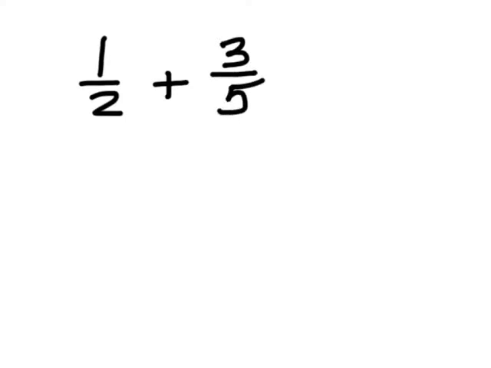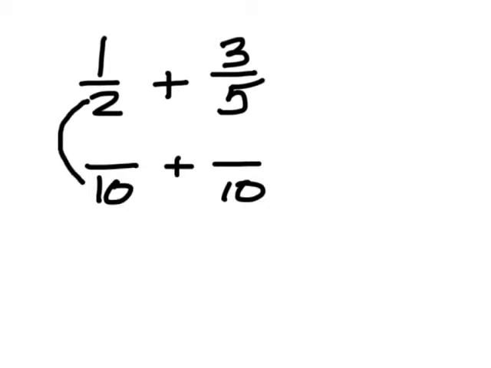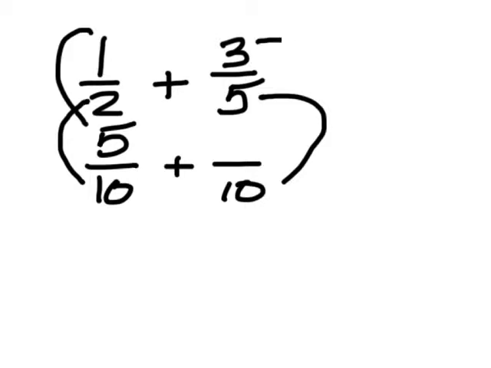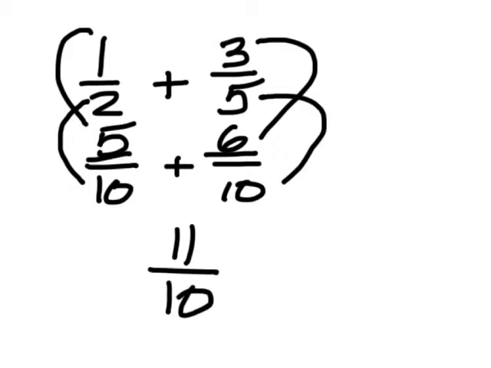The solution for the warm-up should be to find a common denominator of 10 for 5 and 2. The lowest number that 2 and 5 will go into is 10. If I multiply this 2 by 5 to get 10, I multiply 1 by 5 to get 5. If I multiply 5 by 2 to get 10, I multiply 3 by 2 to get 6. 5 plus 6 is 11 over 10.